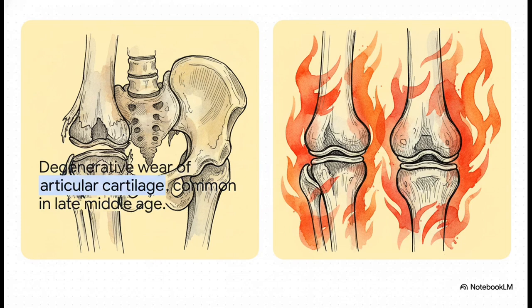Osteoarthritis is basically a degenerative disease. It's a mechanical wear and tear issue where that slick, articular cartilage gradually thins out because the breakdown is just happening faster than the body can repair it. It usually targets heavy weight-bearing joints in late middle age.